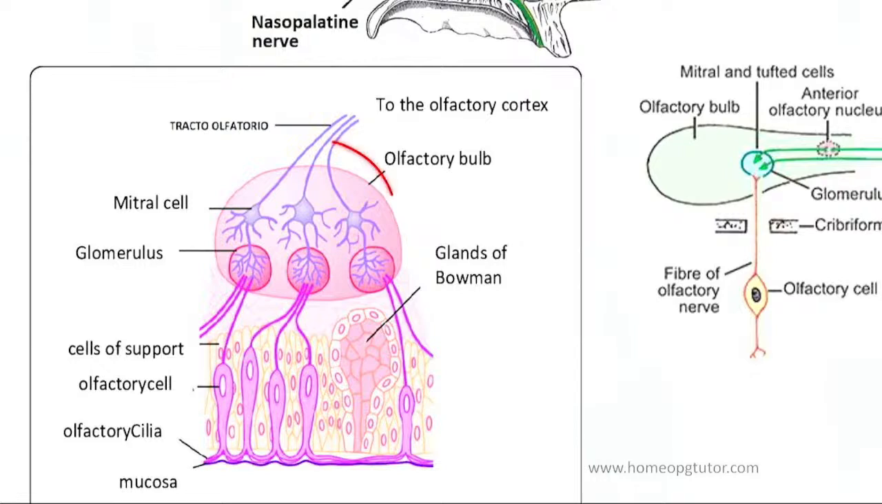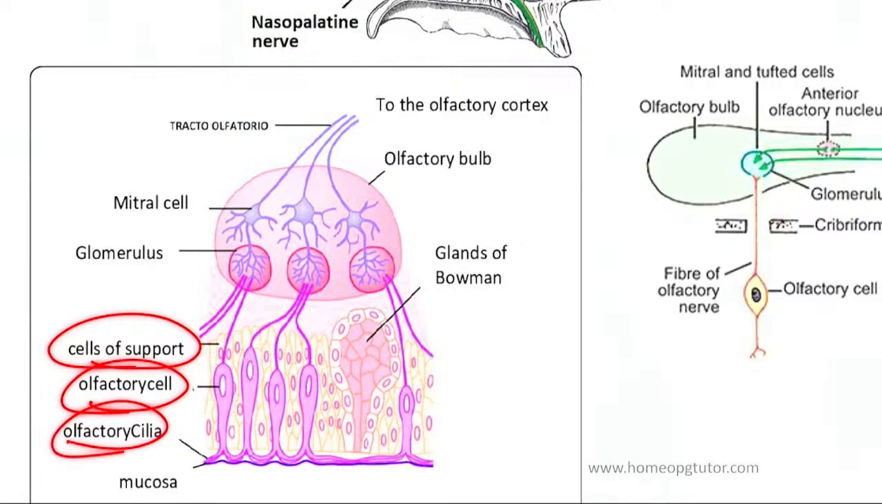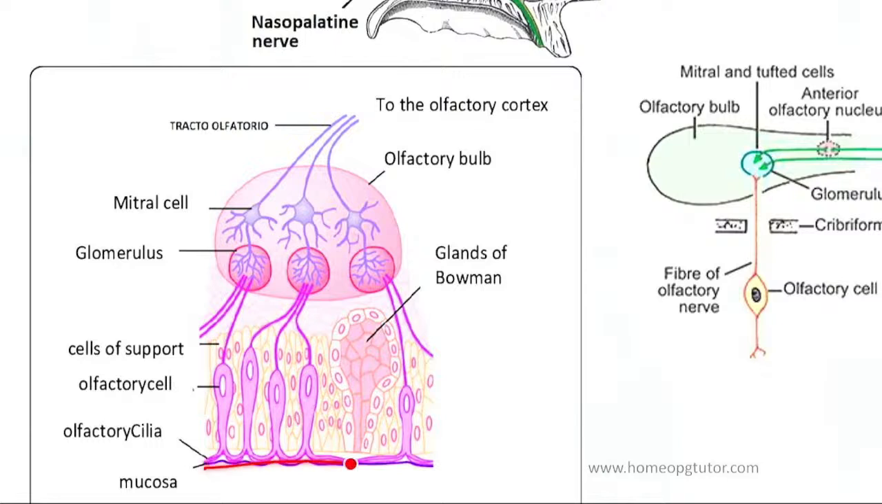In the olfactory bulb we have two kinds of cells: the mitral cells and the glomerulus. Similarly, in the olfactory epithelium we have the glands of Bowman, the cells of support, olfactory cells and olfactory cilia. The nasal mucosa is lined by the olfactory cilia, which take up the smell. It transmits the smell into the glomerulus, where there is a synapse occurring with the mitral cell.